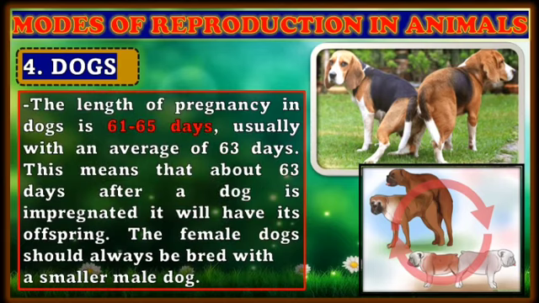So the length of pregnancy in dog is 61 to 65 days, usually, with an average of 63 days. This means that about 63 days after a dog is impregnated, it will have its offspring. The female dogs should always be born, albeit with a smaller male dog.